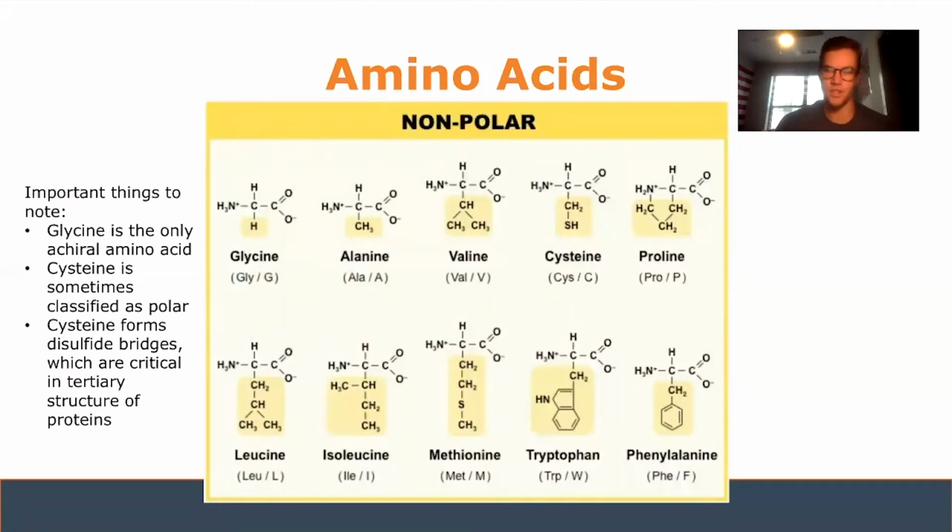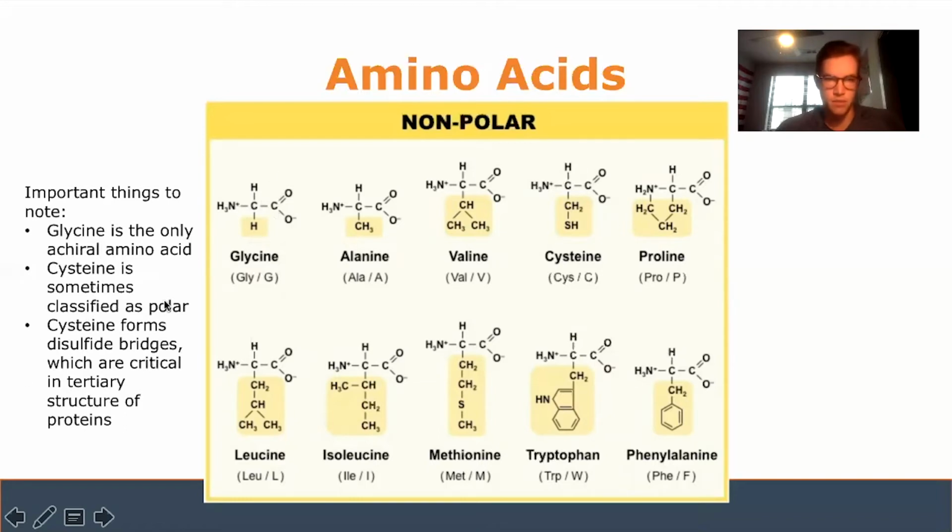Okay, so here's how I remembered them. First of all, the couple special things to note are some of the exceptions. One of them is that glycine here is achiral. It's the only amino acid that's achiral, meaning it doesn't have four unique groups attached to the central carbon. You should know that from organic chemistry, but that makes it kind of an exception or unique, so that's something to note.